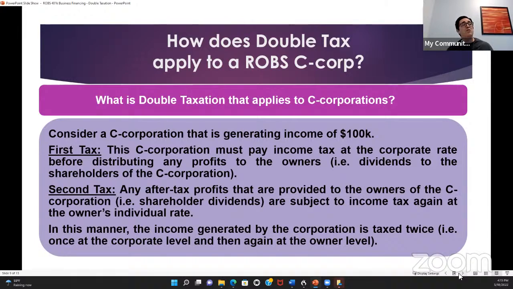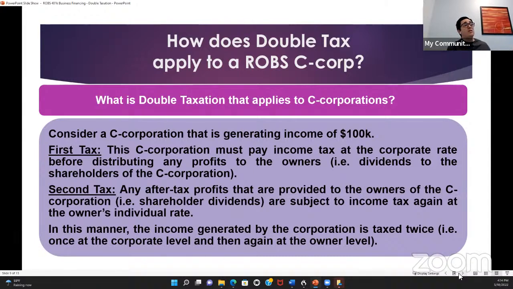After expenses, like your reasonable salary, the salary of any other employees, cost of goods, maybe rent or mortgage payment on the property on which you operate the business, etc. So the C corporation will have to pay income tax at the corporate tax rate before distributing any profits to the owners. In other words, dividends to the shareholders of the C corporation. So on $100,000, let's assume that that corporation pays 25% in taxes, or $25,000, because it's a C corp. It's not a pass-through. So the C corp pays taxes on the money that it makes.